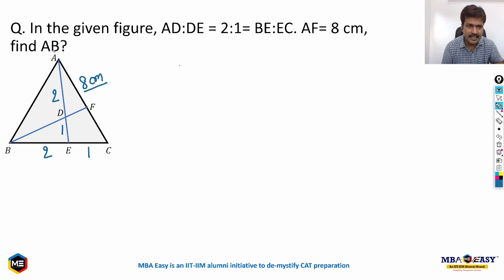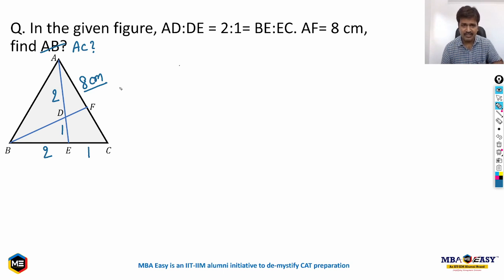We have to find AC. This is not AB, this is AC. Now how shall we proceed in this question? This is a triangle question, so think about theorems and properties related to triangle. Which property, which theorem can be applied here?